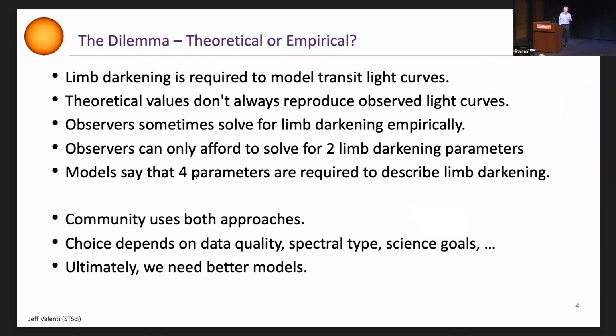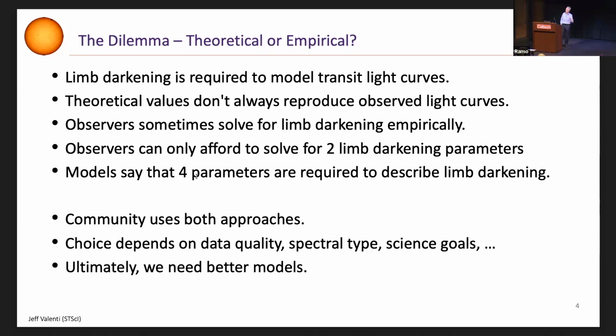So the dilemma for the community is, do we use the theoretical values or do we use the empirical values? I can't count the number of times people have asked me that question, and there is no easy answer. You need the limb darkening to model your transit light curves. The theoretical values don't always reproduce what you see, as I will show you. Observers then are forced sometimes to solve for limb darkening parameters, which is extra parameters. They have to do it as a function of wavelength, often in fairly narrow wavelength bins.